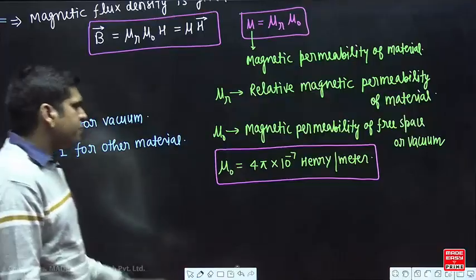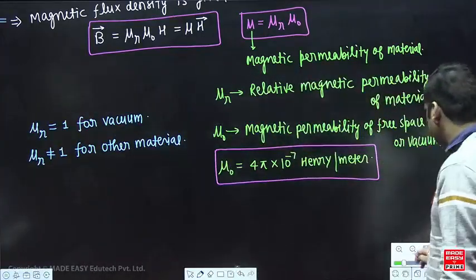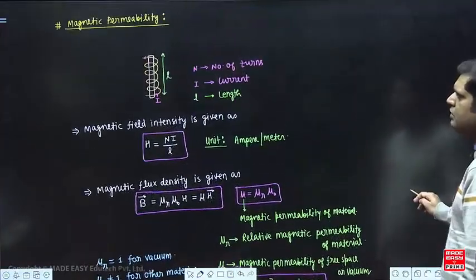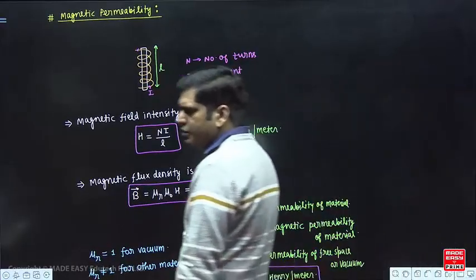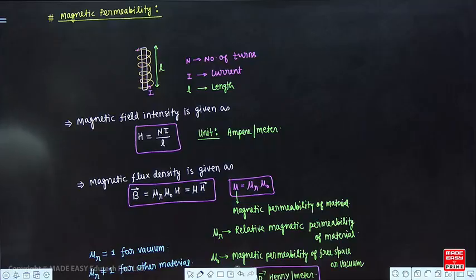So this is the definition of magnetic permeability. Very important parameter for us. This will relate one dimensional quantity magnetic field with the two dimensional quantity magnetic flux. Please note down.